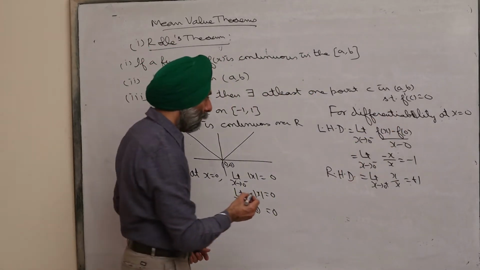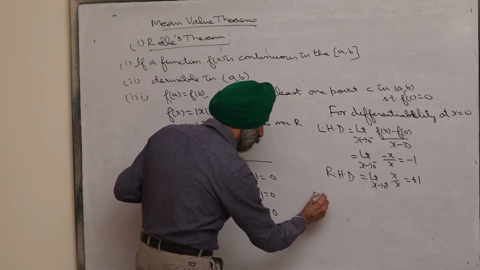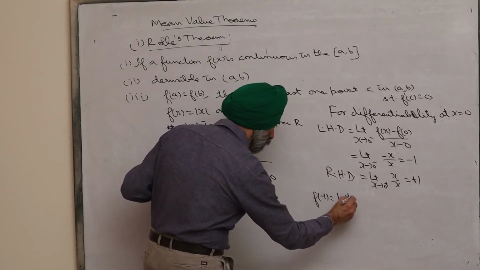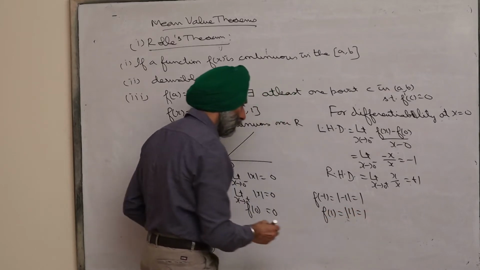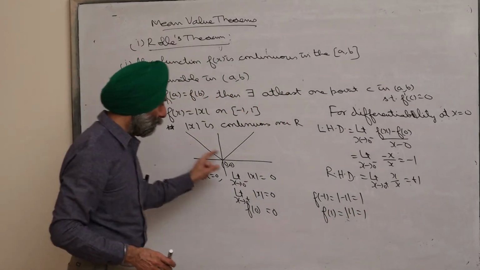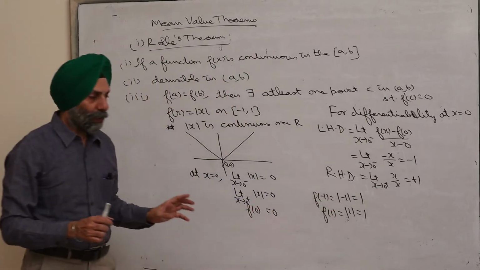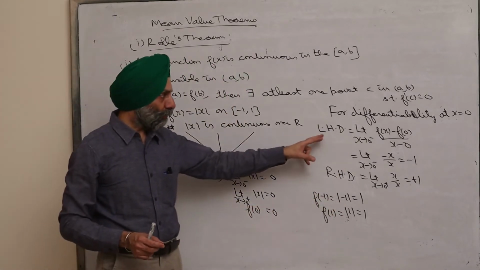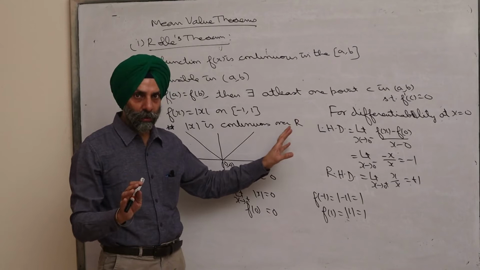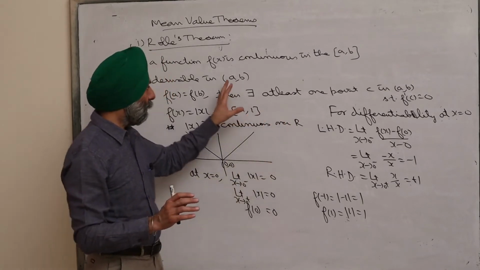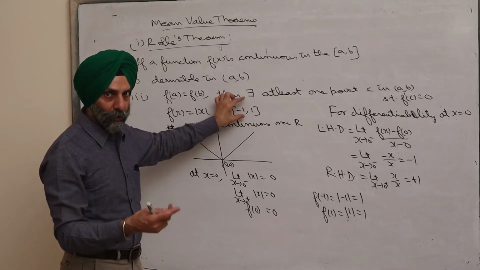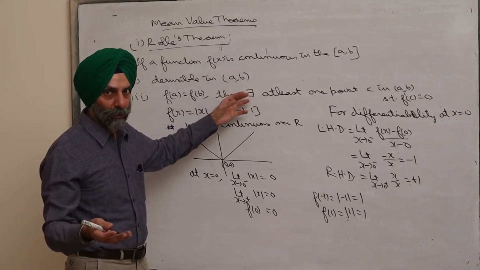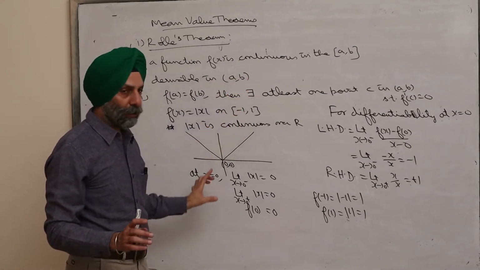Although f(-1) is equal to modulus of -1, which is 1, and f(1) is equal to modulus of 1, which is equal to 1, you can see that two of these three conditions are satisfied, but it is not differentiable, hence Rolle's theorem is not applicable for the function in this interval. For this function in some other interval it can be applicable, but in this interval it is not applicable.